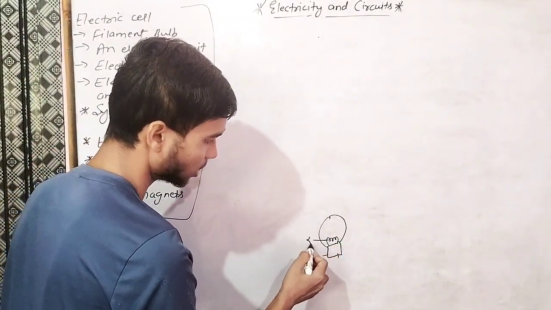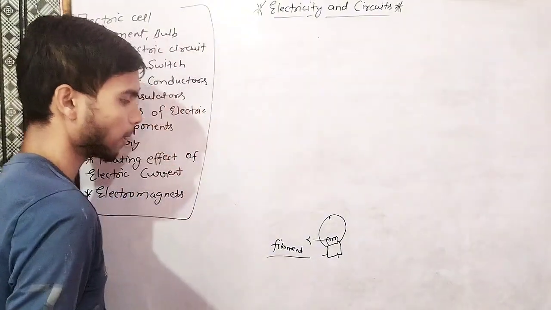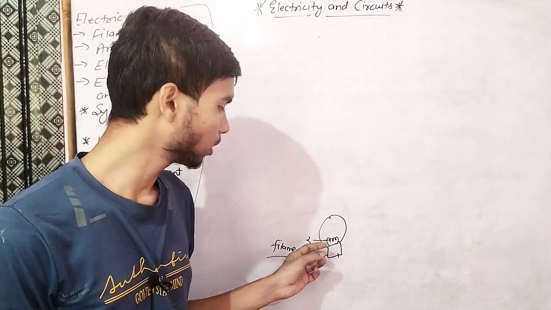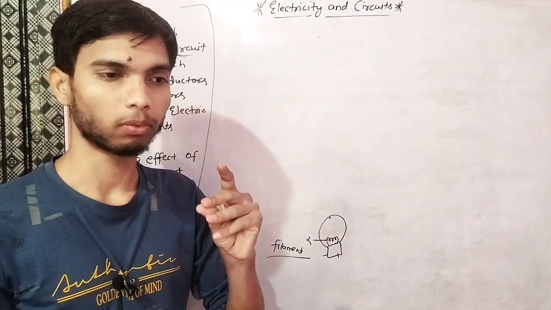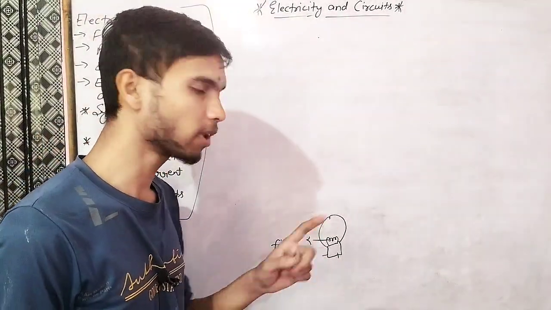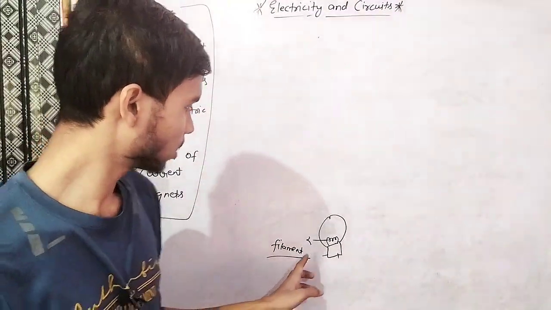So this is the filament. The filament makes the bulb glow up. If the filament is found broken, then the bulb will not glow up. Clear?